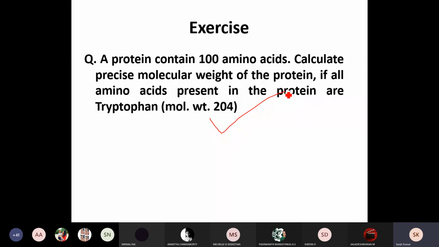A protein contains 100 amino acids. Calculate the precise molecular weight of the protein if all amino acids present in the protein are tryptophan. Molecular weight of tryptophan is 204. Can anybody try this, or shall I just explain it? Sir, 20.4 kilodalton. 20.4 kilodalton. Okay. Anyone other?